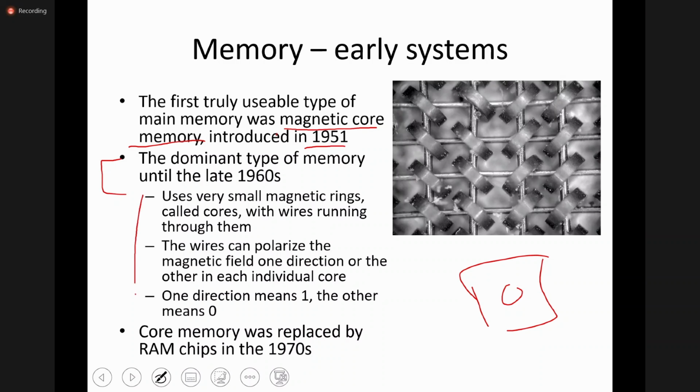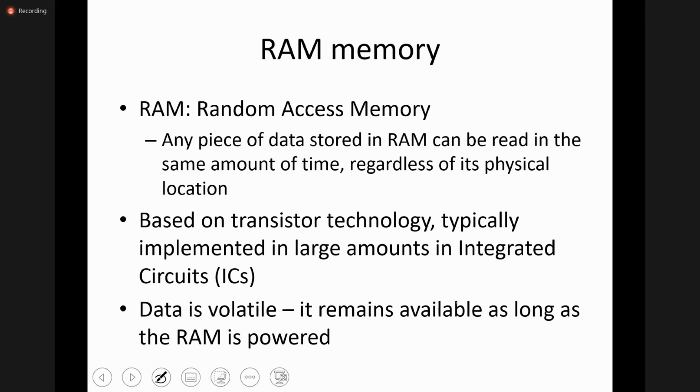It uses very small magnetic rings called cores with wire running through them. The wire can polarize the magnetic field in one direction or the other in each individual core. One direction means 1, the other direction means 0. So it was like that style, 1 or 0. But this was better than the vacuum tubes. Then we moved to the current one.